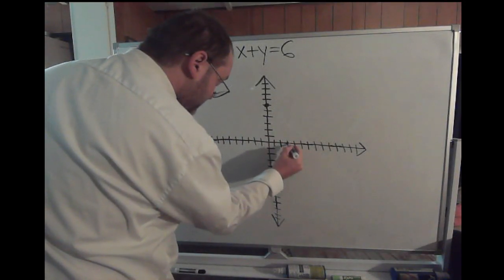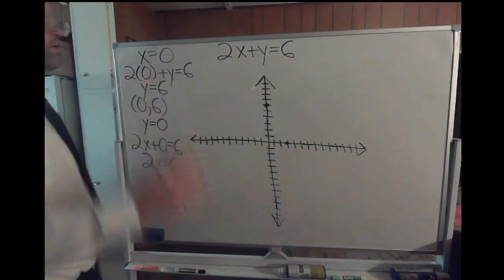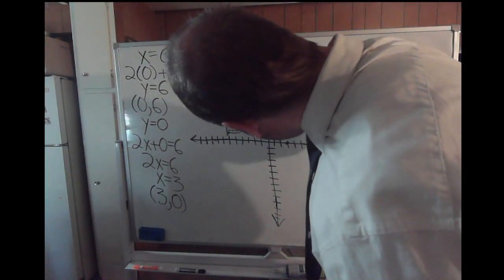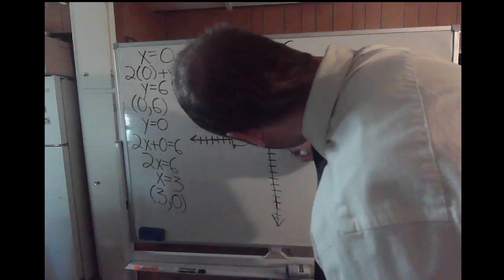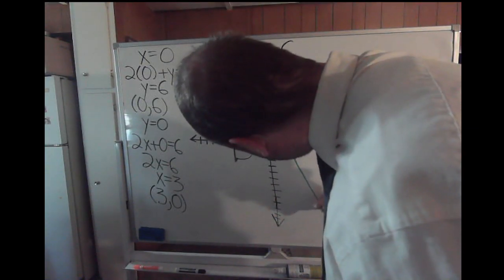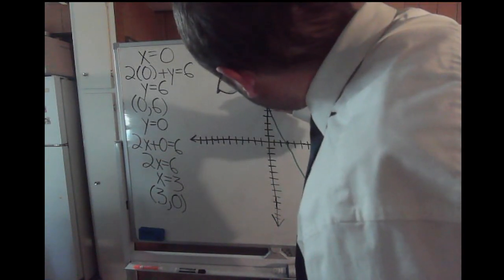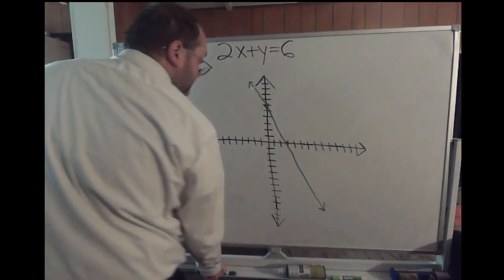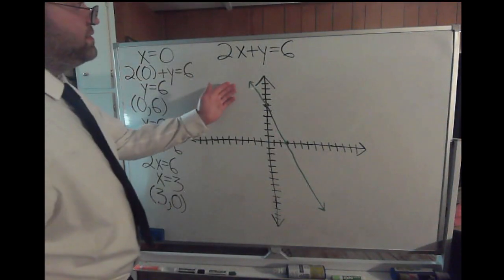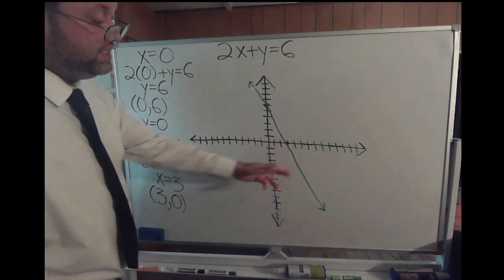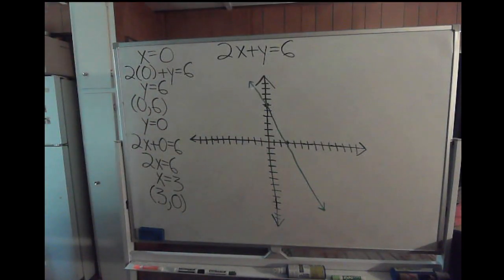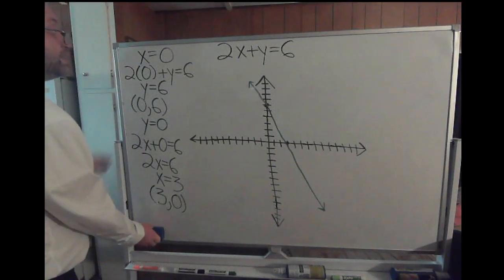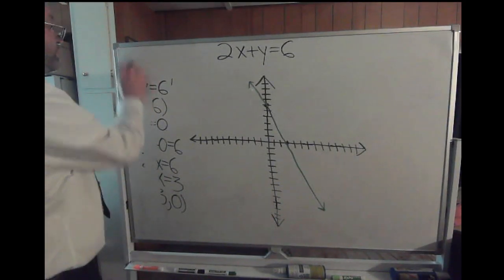That is 3, 0. Now all that's left to do is draw yourself a nice line. And that's what the graph of 2x plus y equals 6 should look like. All right. Got 7 more and then we're done.